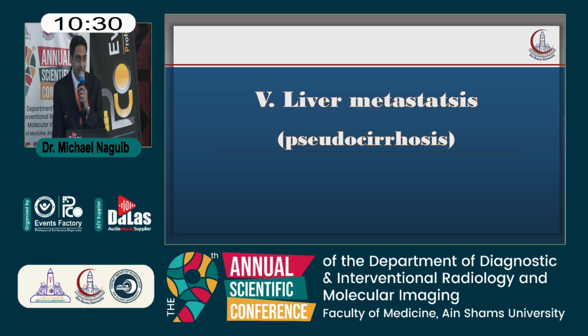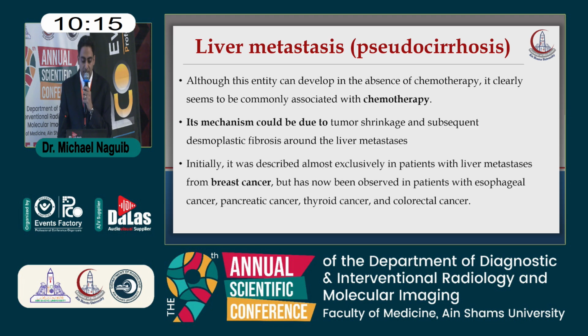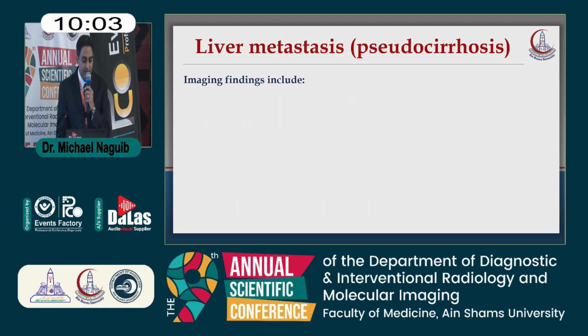Fifth, with liver metastasis, also known as pseudocirrhosis. Also, this entity can develop in absence of chemotherapy, but it's commonly associated with chemotherapy. Its mechanism is due to tumor shrinkage and subsequent fibrosis. It was first described in patients with liver metastasis from breast cancer, but now is seen also in patients with esophageal, pancreatic, thyroid, and colorectal cancers.